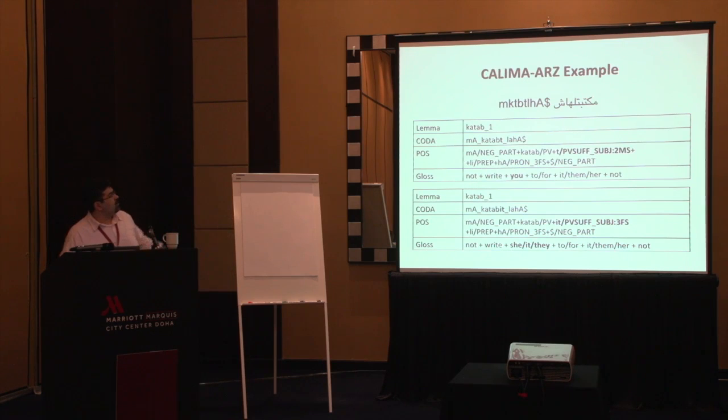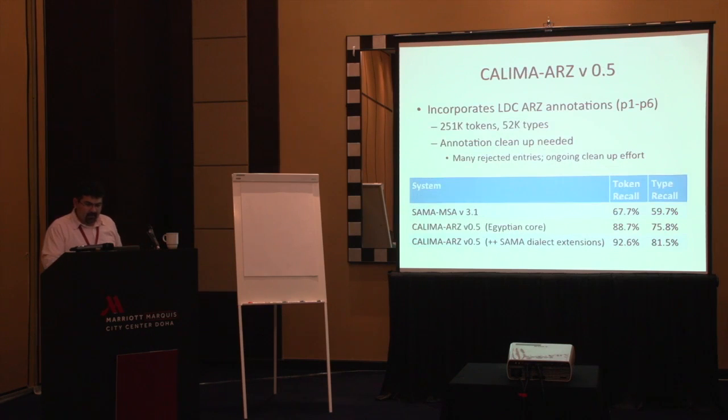So here's an example. If you had a word like maktabtilhash, you get possibly different analyses, but the things that you would get would be the lemma, the CODA spelling of the word, and then the split in terms of the Buckwalter morphemes. If you drop the things that are Egyptian specific, this could be easily mapped to standard Arabic, right? Which is kind of nice. And you also get the glosses associated with it.